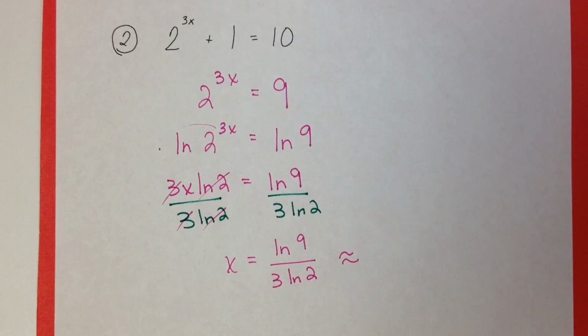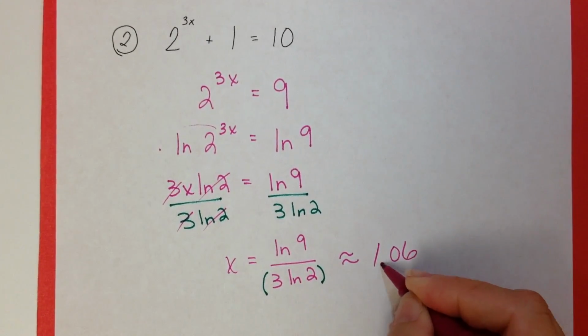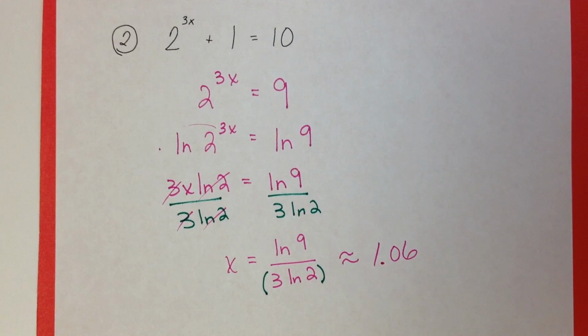Now, putting this one in the calculator, you will have to put a set of parentheses around your denominator to force that multiplication to occur first. So when you enter this in, I would have approximately 1.06. Like I said, you do have to make sure you use parentheses there.